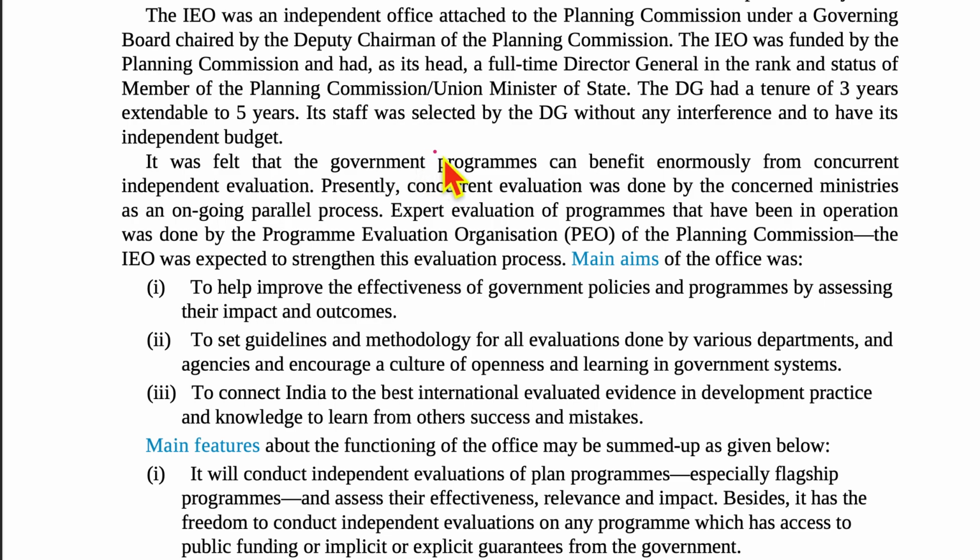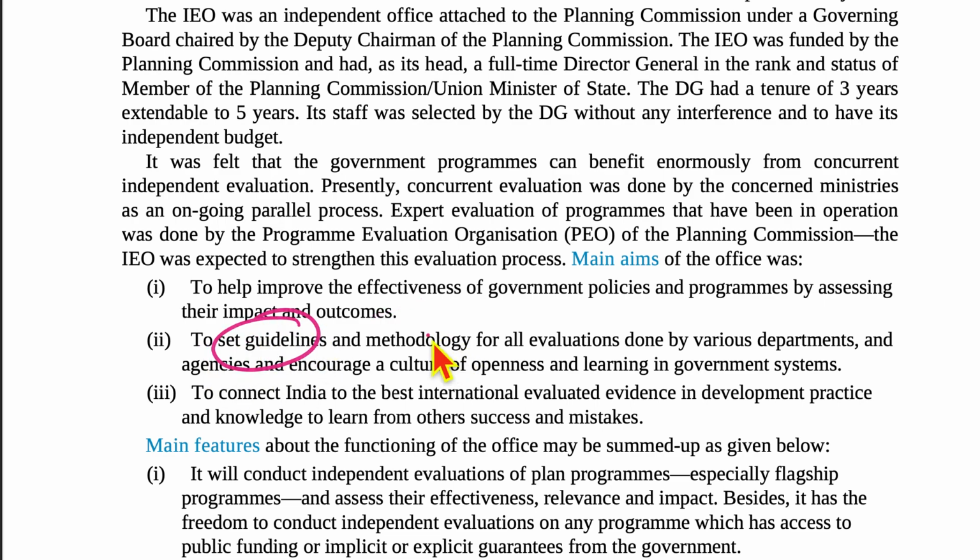It was felt that government programs can benefit enormously from concurrent independent evaluation. Presently, concurrent evaluation was done by the concerned ministries as an ongoing parallel process. Expert evaluation of programs that have been in operation was done by the Program Evaluation Organization of the Planning Commission. The IEO was expected to strengthen this evaluation process. The main aim of the office was to help improve the effectiveness of government policies and programs by assessing their impact and outcomes.